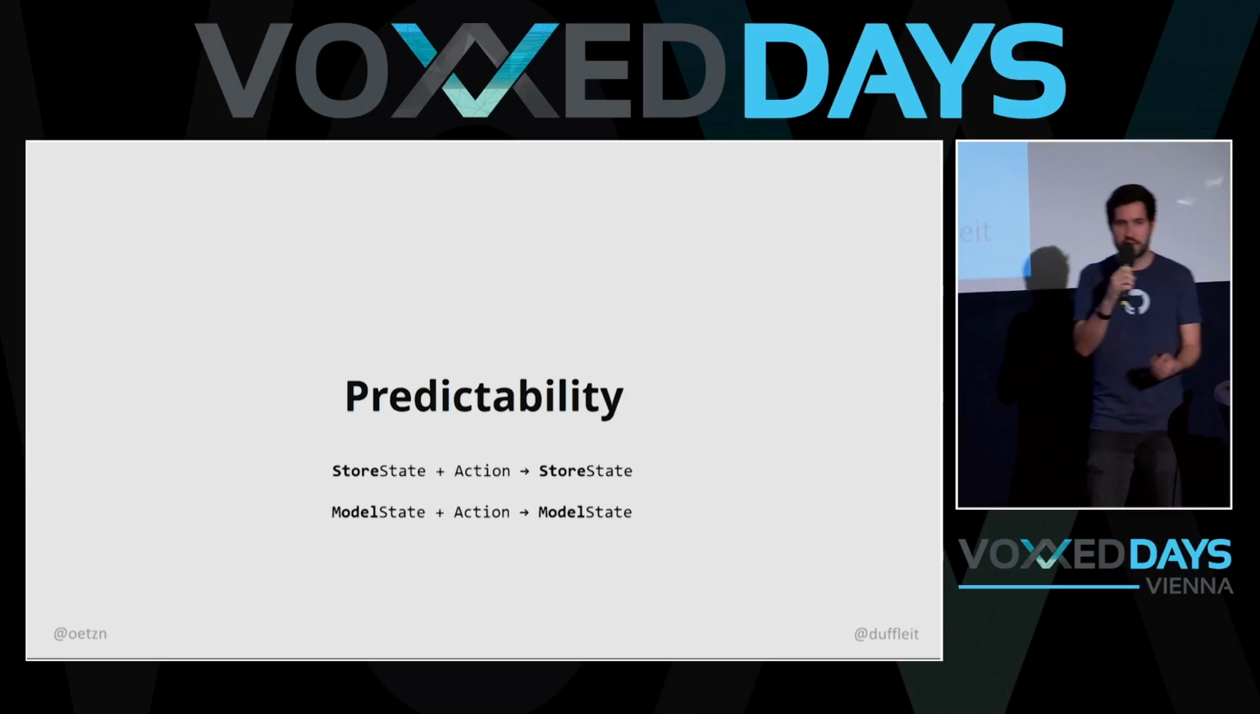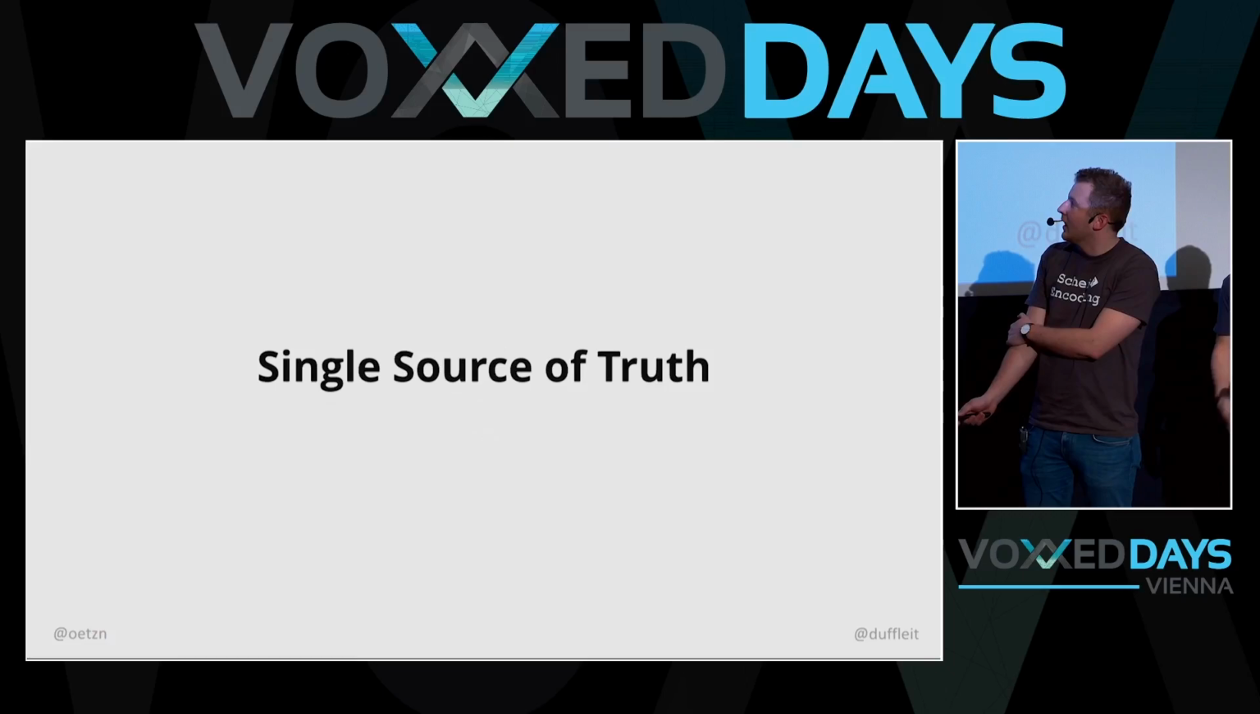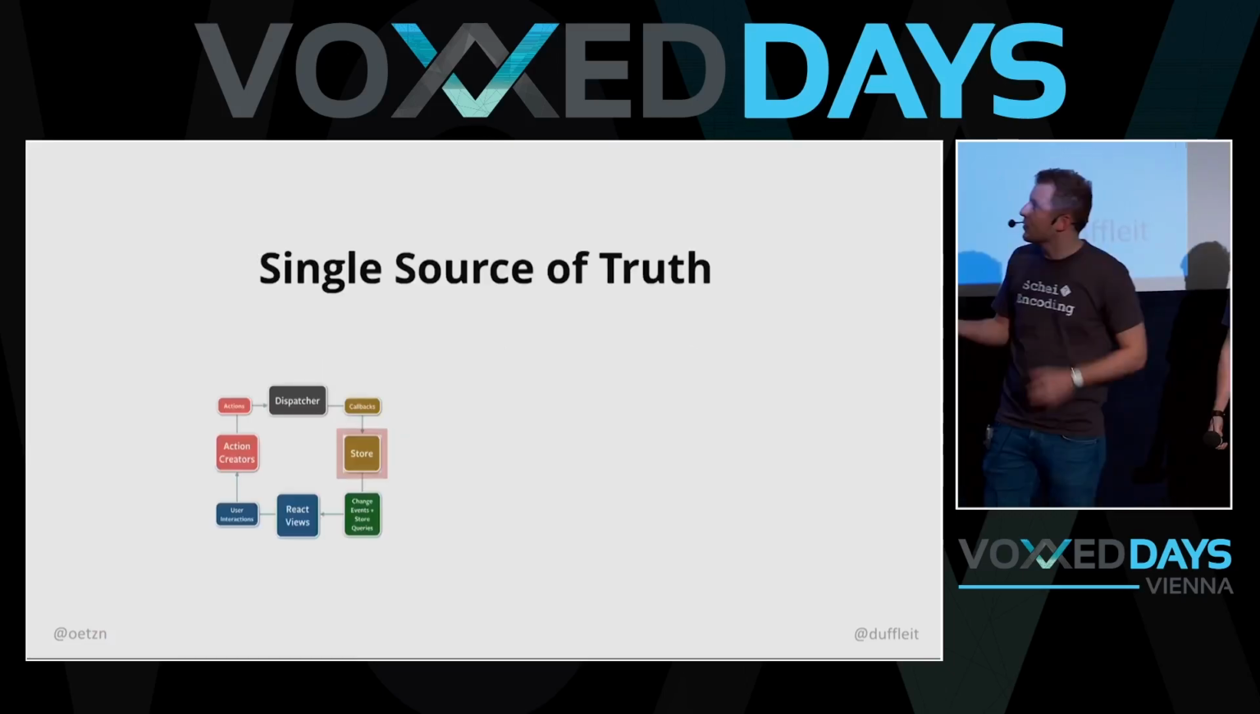So the third point, single source of truth. The single source of truth in Redux is quite simple. We can see it here, the store. The store in our Flux architecture is the only place where we store our state. So there's no second store. I'm cutting corners here, you could have a second store, but it's in the same position then.